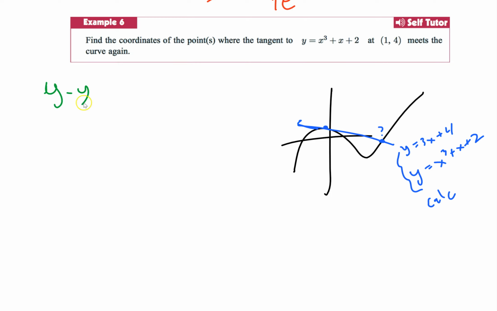So y minus y1 equals m times x minus x1. Algebra 1, so easy, so much fun, right? Look at that, it gives us the x and the y already. So we have our x1 and our y1. All we have to do is find the m.